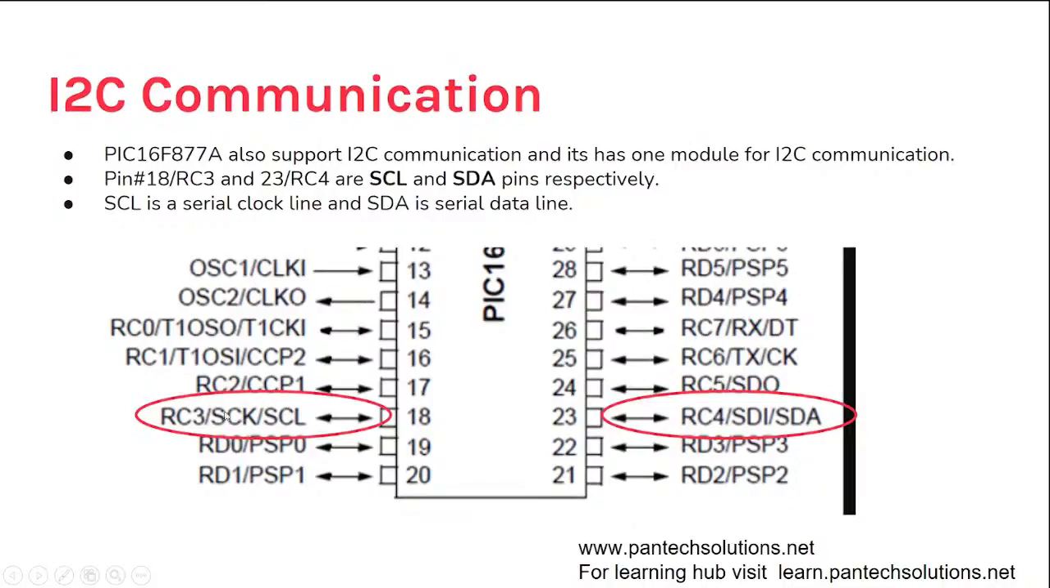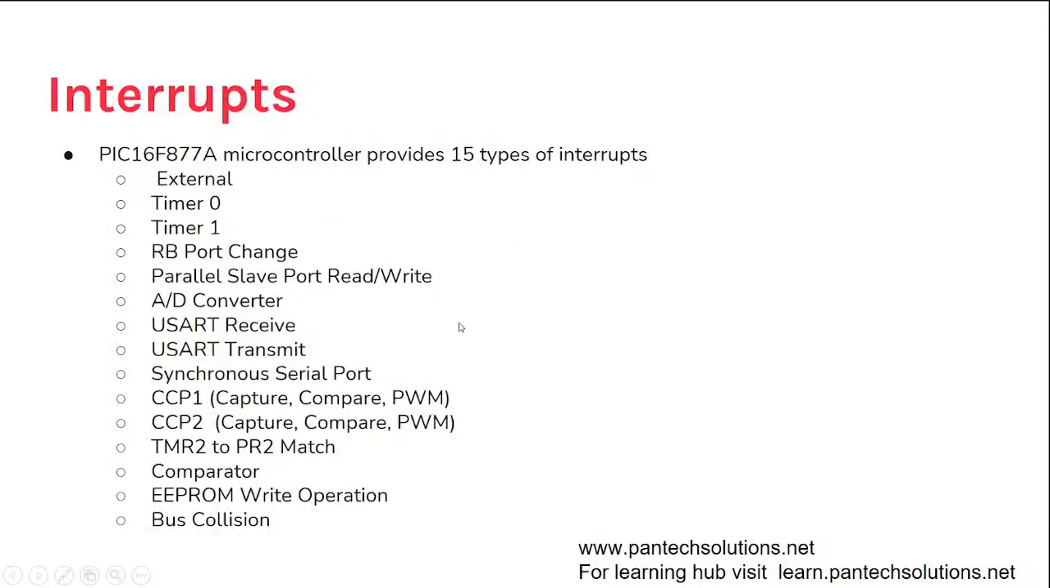I2C communication: you have the 18th and 23rd pins, RC3 and RC4, which are SCL and SDA. You have the serial clock and the serial data for I2C communication. Interrupts: it supports 15 types of interrupts. 15 types of interrupts.